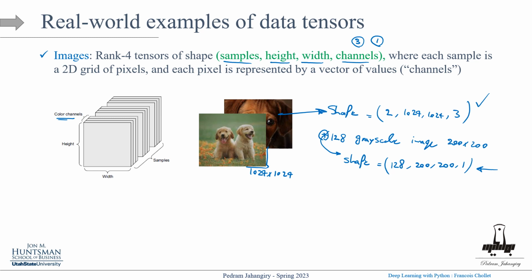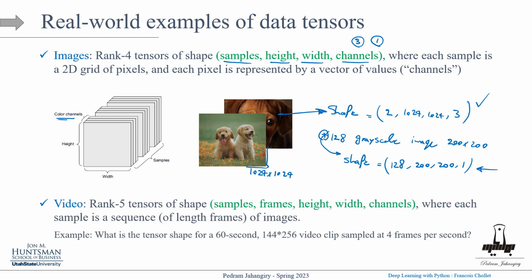Okay, so the last one that we can talk about is rank 5 tensors. An example is video, right? So let me walk you through this example. Again, rank 5, we are going to start from global samples. Now we're going to add frames, height, width, channel. So the only new thing is frame here. As I said again, we go from global to local. So start from samples and then frames and then height, width, channel.